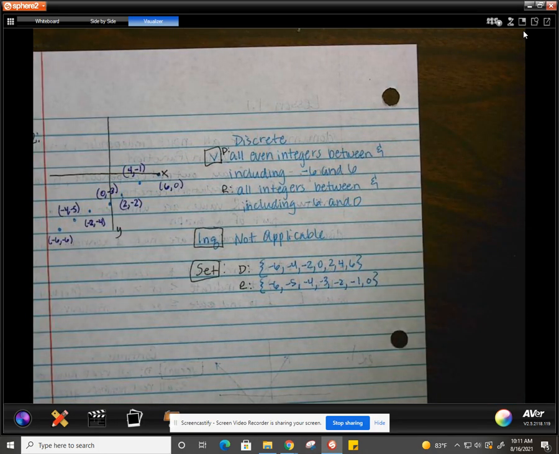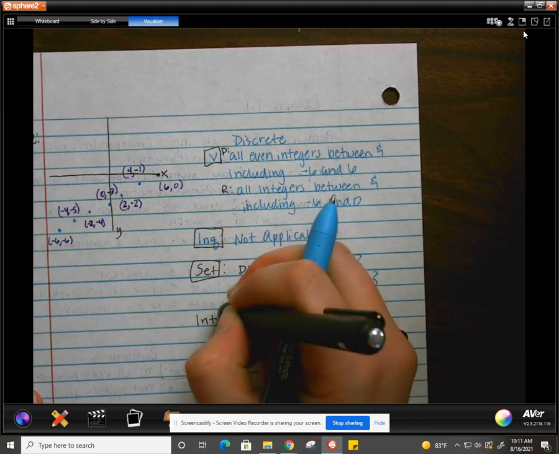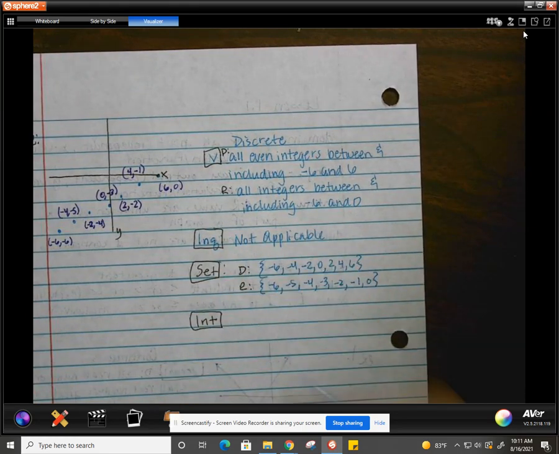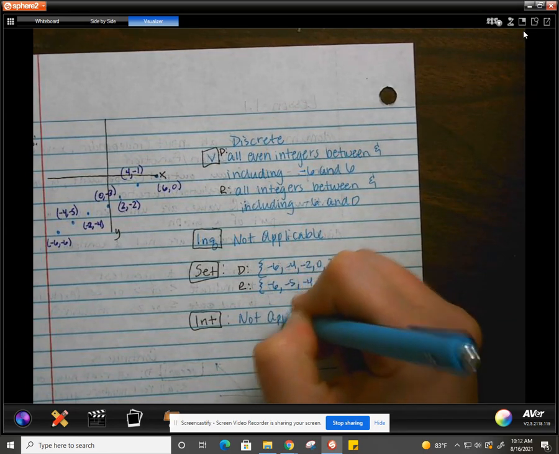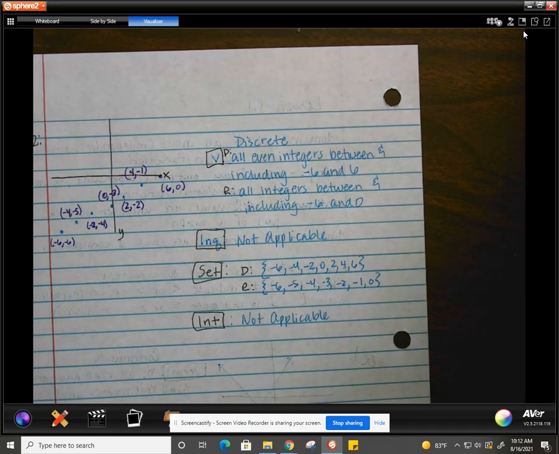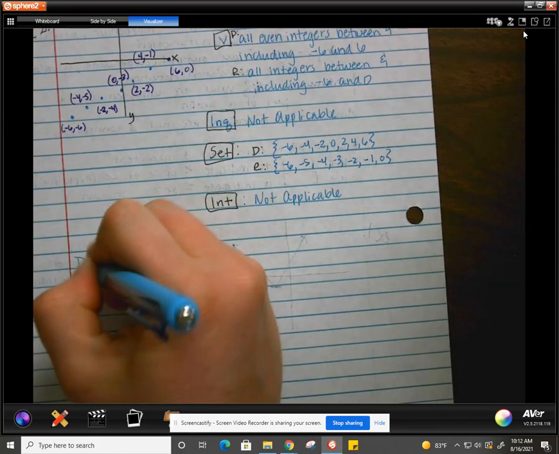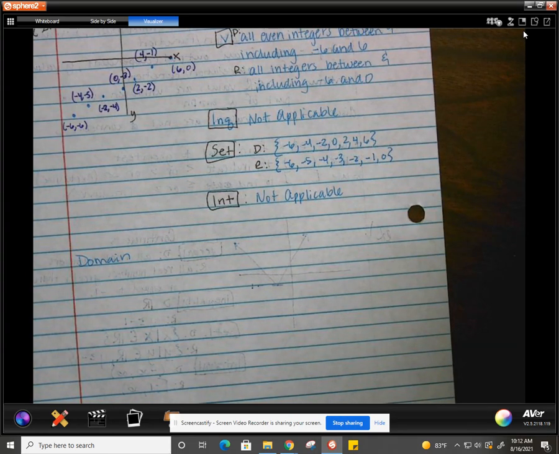Okay, for my last type, we have the interval notation. I'm just going to do INT for interval. Again, for this, it's not continuous, so this is not applicable. Okay, I have just one more example, I'm sorry. And what we're going to do on this is I am going to give you a domain, and you have to convert what I give you to the 2 examples I want.